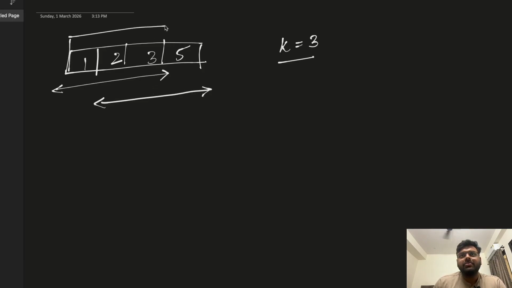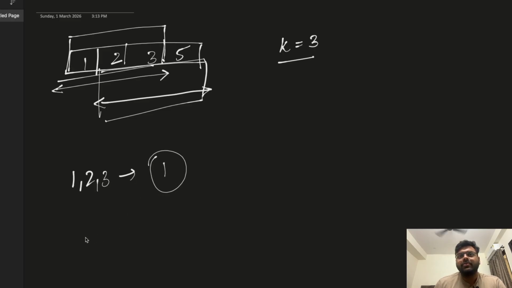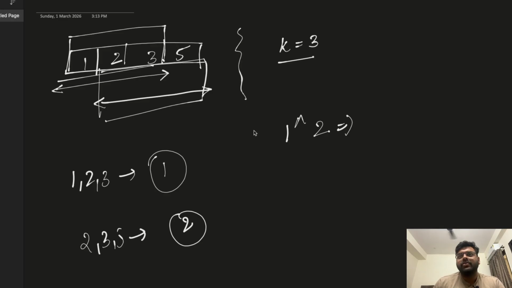Now for this particular window and for this particular window, we need to find the minimum. The minimum for 1, 2 and 3 is 1, and for 2, 3 and 5, the minimum is 2. What we have to output is the XOR of 1 and 2. So this is what we have to output.